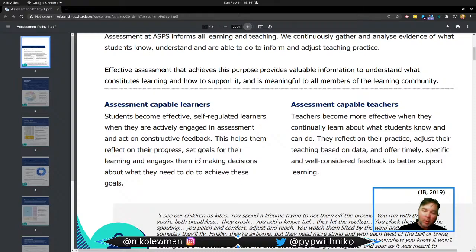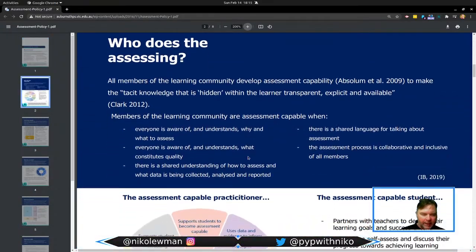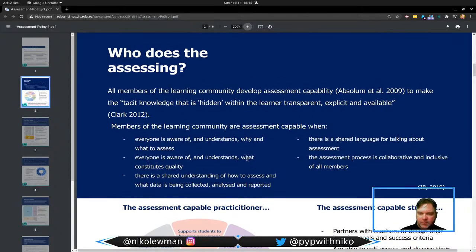I think this would be then the end of the Primary Years Program. We can say that our students are assessment capable learners, and all of our grade 5, year 6 students are able to do this. That is our goal. And so how do we get there? Now this school is approaching it by looking at who is doing the assessment.